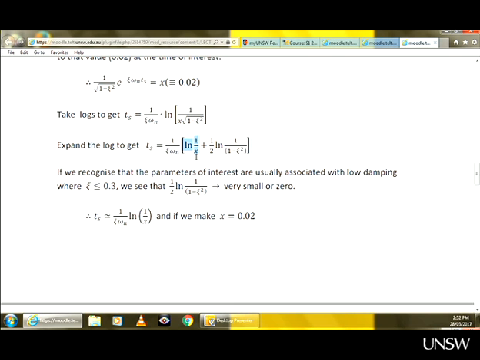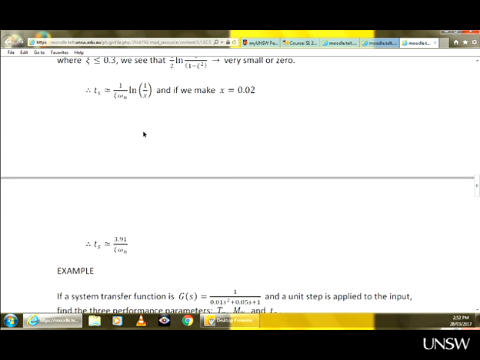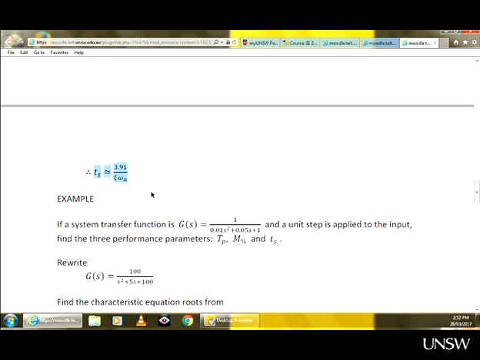natural logarithm of 1 over x. And we said that x was 0.02. So if you substitute that value, we'll end up with Ts being equal to 3.91 over xi omega n. This equation will also be provided in the exam paper. But you have to be careful. This is reasonably accurate for low damping values, 0.3 or less.